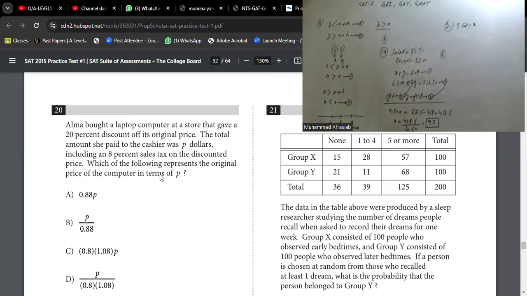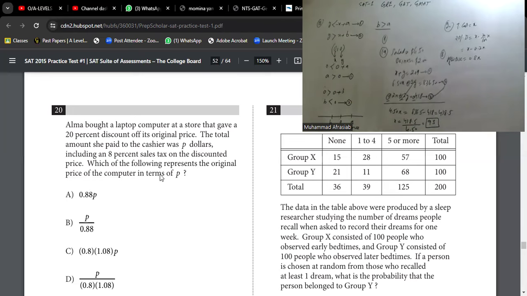It gave a 20% discount off its original price. So that means 20% discount is equal to x minus 20% of x. That is x minus 0.2 of x, which is equal to 0.8x. That is the price after giving the discount, 0.8x.